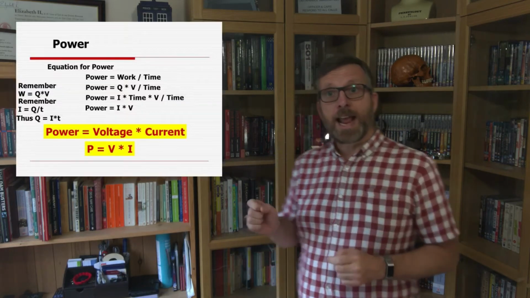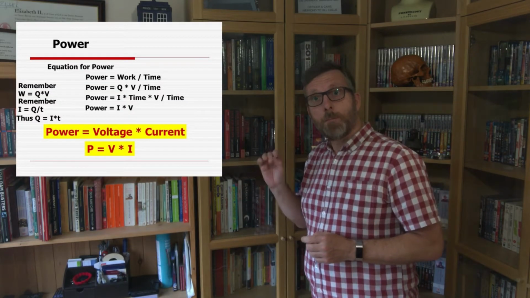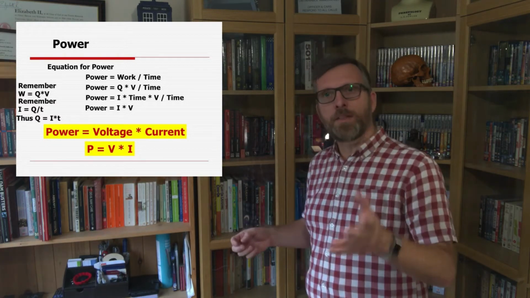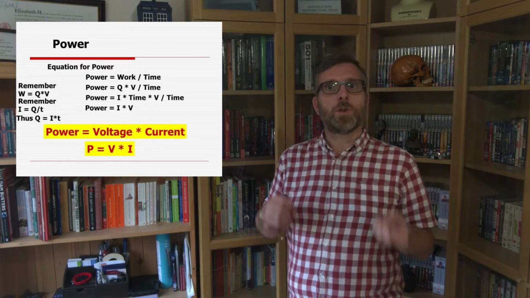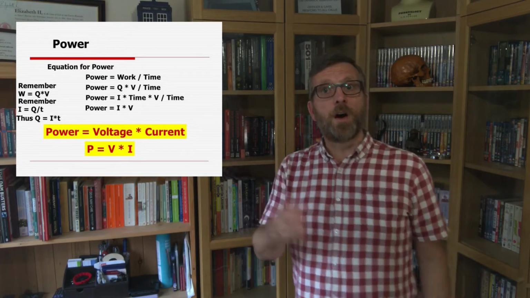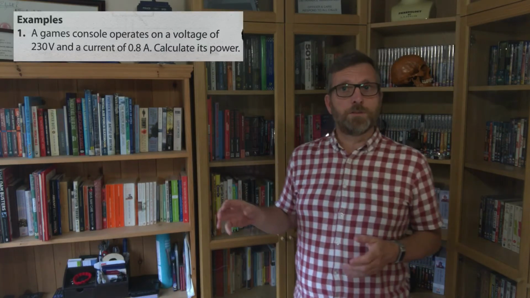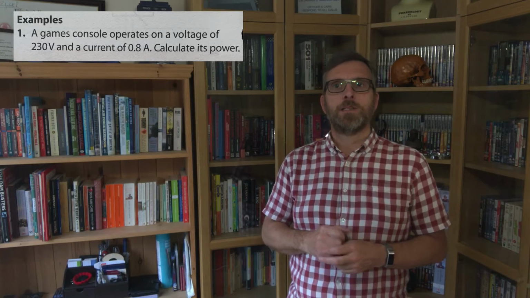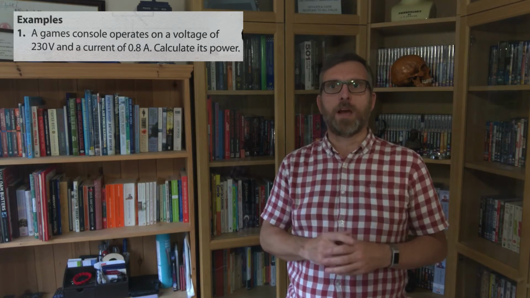The first is how to calculate the power of a device using its voltage and current. And the formula to calculate power from current and voltage is electrical power equals potential difference or voltage multiplied by the current. That is, the higher the current for the same voltage, or the higher the voltage for the same current, the higher the power. Now a games console operates on a voltage of 230 volts and a current of 0.8 amps. So calculate its power. Stop the video now and have a go.